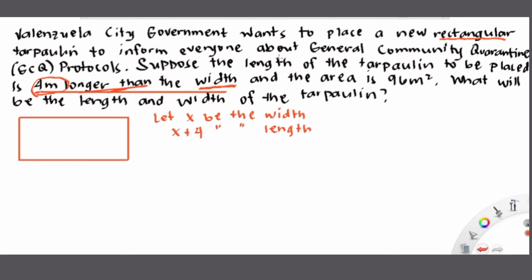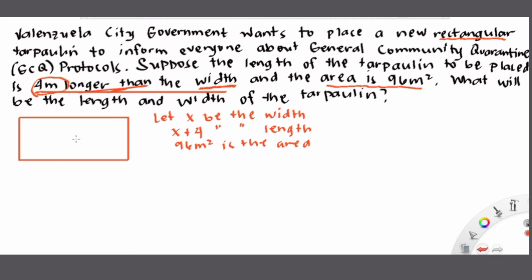Alright? And again, continue natin. The area is 96 meters squared. Another given is the area. So, 96 meters squared is the area. So, again, maglalagay daw ng tarpaulin ng Valenzuela City about GCQ protocols. Rectangular yung shape ng ating tarpaulin. And then, given the dimensions, the width is not given. So, we represented that with x. And then, ang sabi, the length is 4 meters longer than the width. Since the width is x, so we have x plus 4 as the length. And then, given the area, that is 96 meters squared.